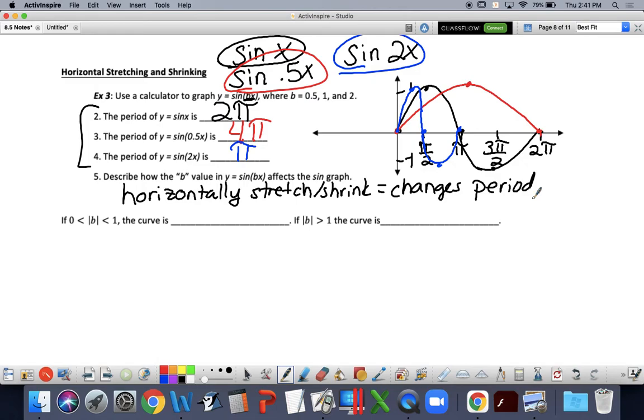Well, the rule of thumb is if you have some kind of a fraction, right, a number between 0 and 1. Notice I'm always looking at absolute value here. Right, so whatever the number is in front of x, I take the absolute value of it, that's going to be stretched. Whereas if my absolute value of b is greater than 1, if it's a bigger number, right, it's going to shrink.